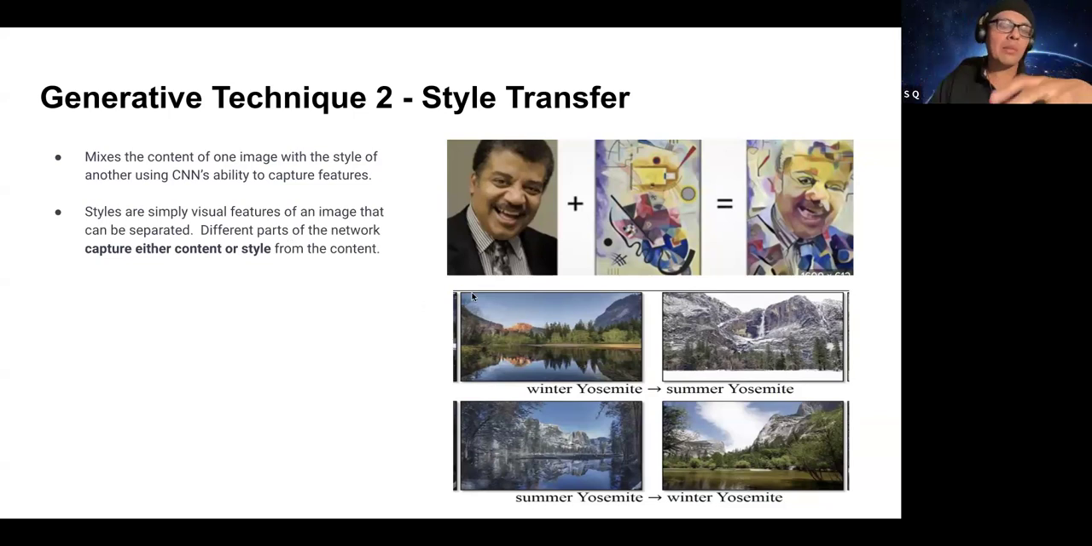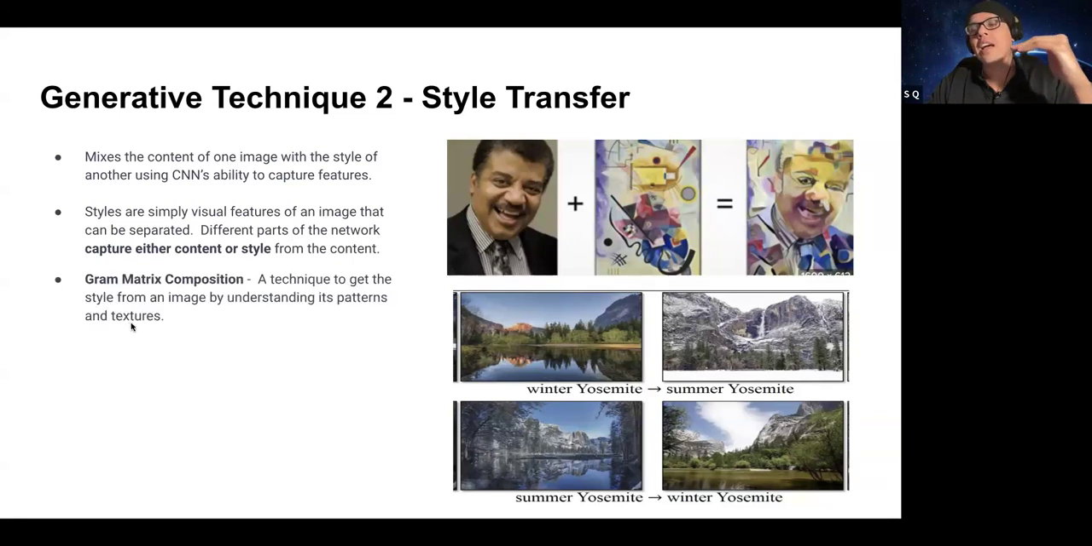And you can combine images and styles and get this, for example, Neil deGrasse Tyson plus this Picasso-style image, to this combination, Neil deGrasse Tyson Picasso image here. And you can do things like transfer between seasons of a scene. So I can use AI to convert this summer scene to a winter scene, and vice versa, a winter scene to a summer scene, because I captured the style of winter and I apply it to the scene.